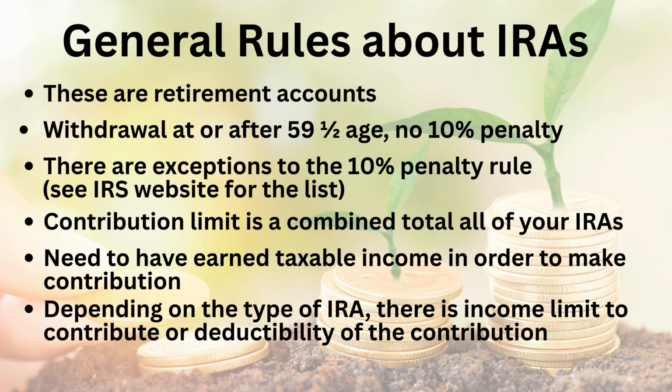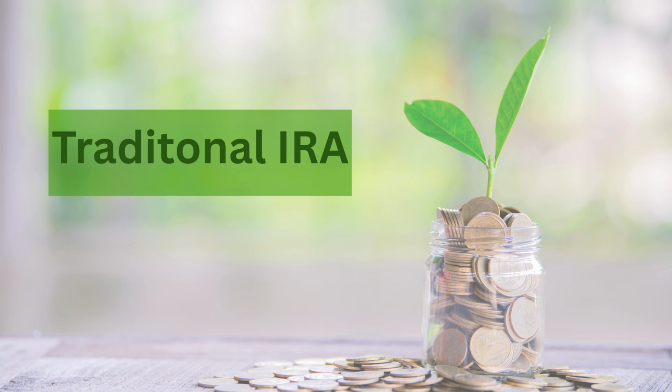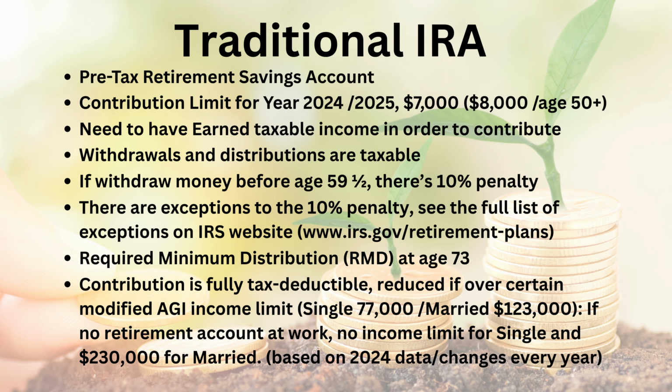Let's take a look at each type in more details. Let's first look at the traditional IRA. Traditional IRAs are pre-tax retirement accounts, which means the contribution's not taxed when you make the contribution, but will be taxed later when you withdraw the money after reaching age 59.5.